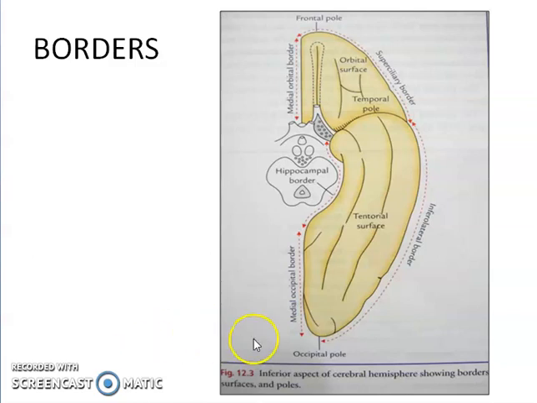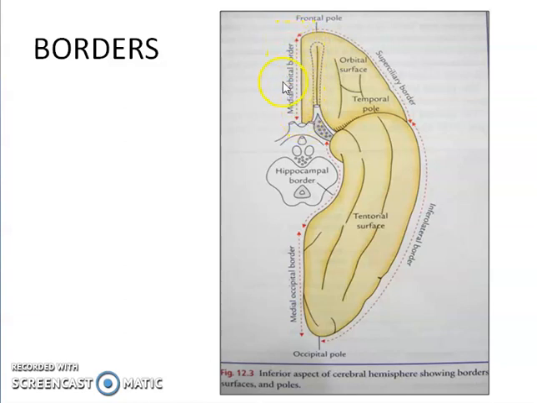Borders of the cerebral hemisphere. There are 6 borders of the cerebral hemisphere: the medial orbital border, the hippocampal border, the medial occipital border, the inferior lateral border and the superciliary border, which are seen on the inferior surface. If we see the cerebral hemisphere from the superior view, we can see one more border, called the superior medial border.